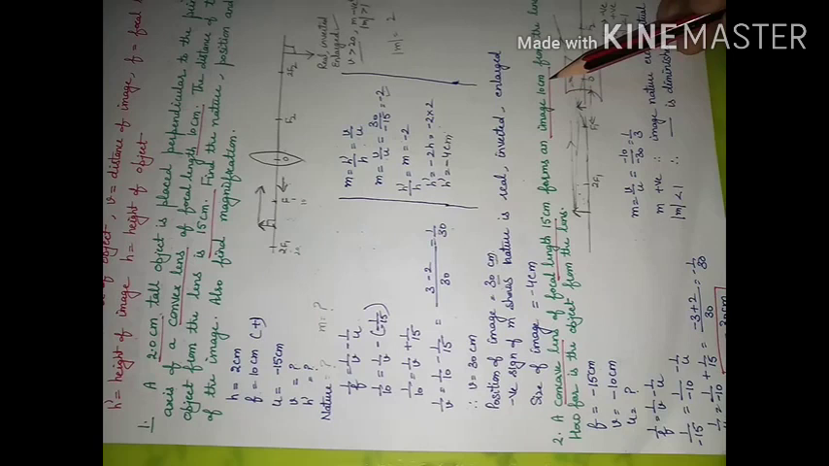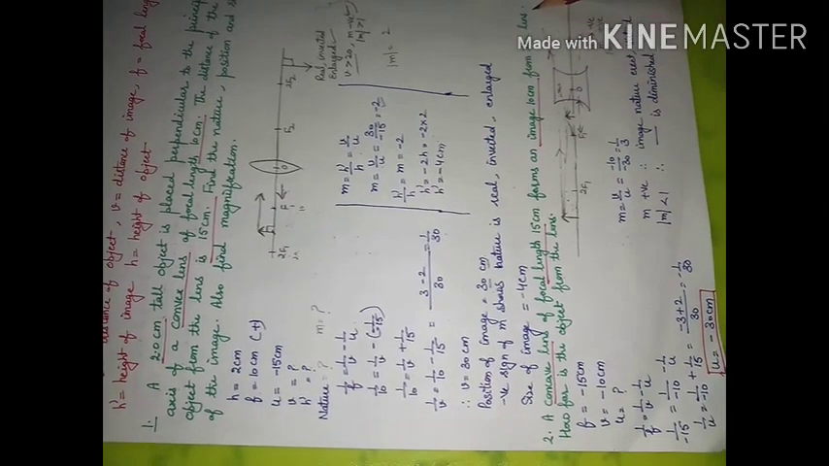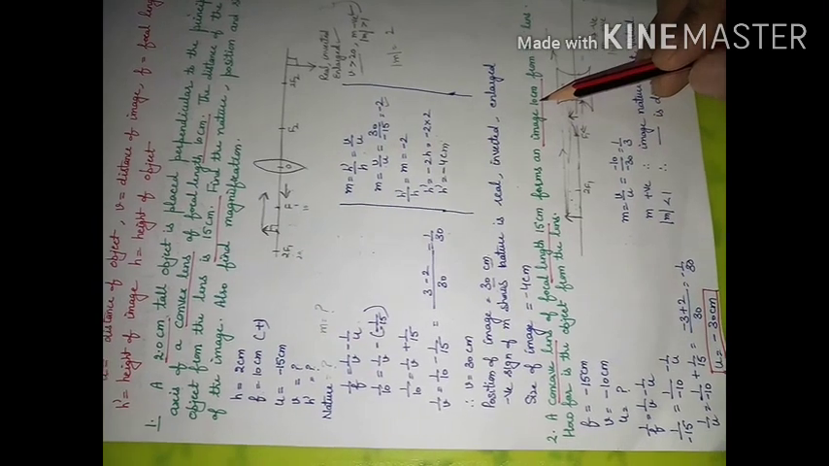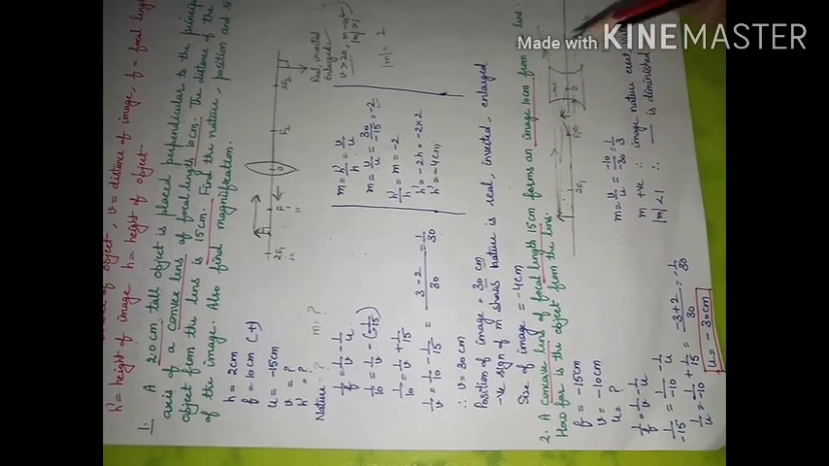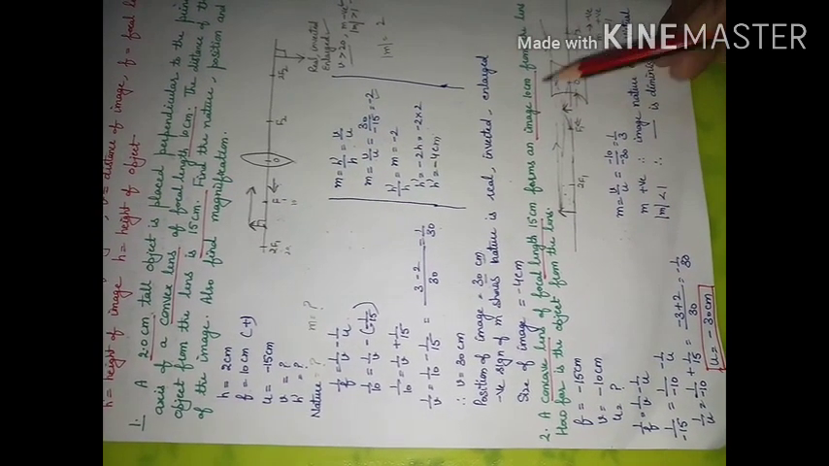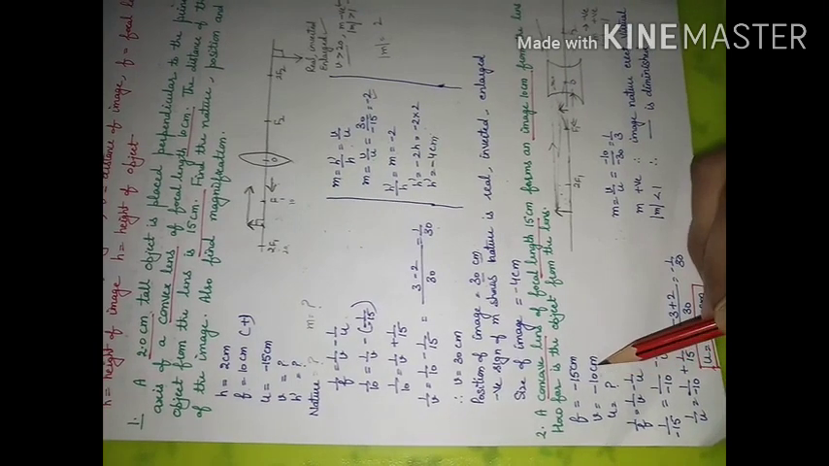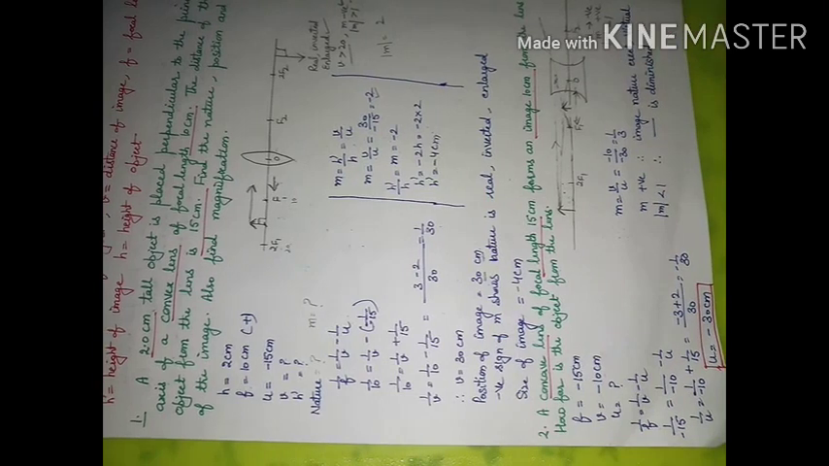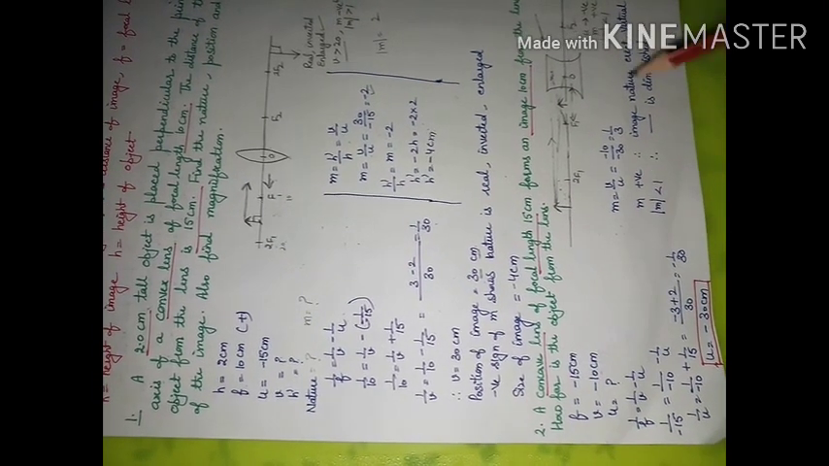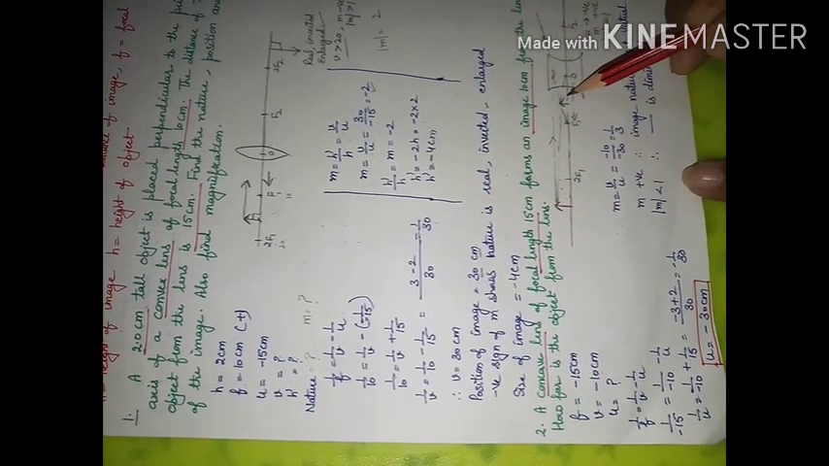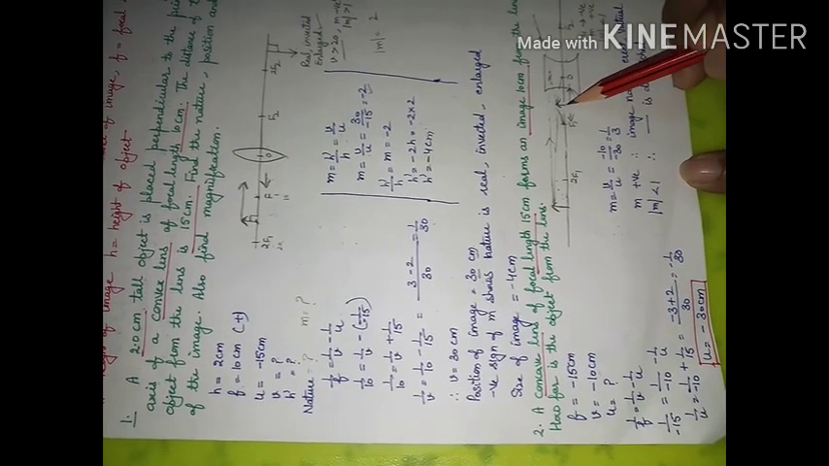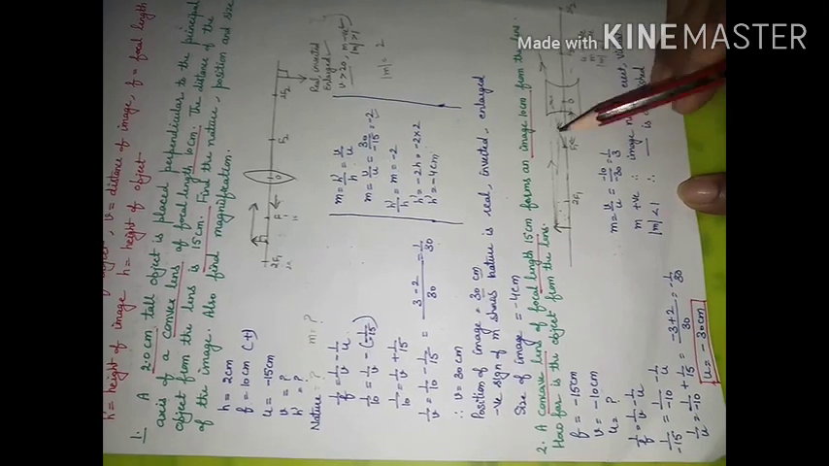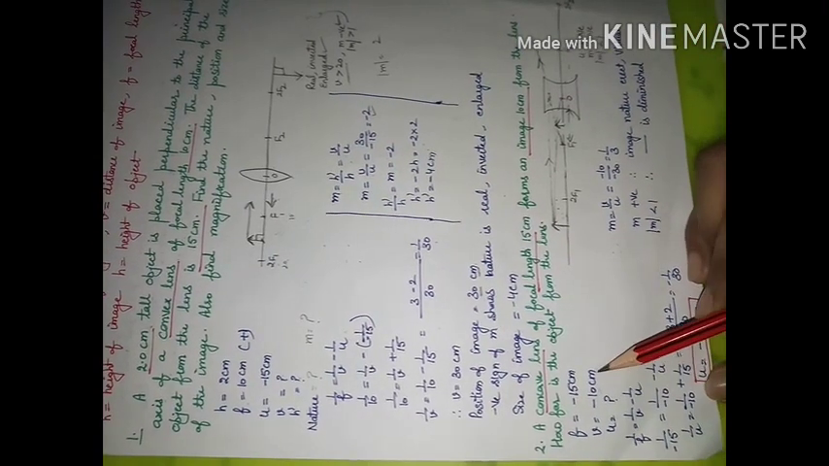It forms an image at 10 centimeter from the lens. So with image, which sign will you use? Positive sign or negative sign? In this case, with image distance, I will use negative sign because when we have done ray diagram, we have seen that image formed by concave lens is always virtual, erect, and it is formed on the same side where the object is kept. So v will come out to be minus 10 centimeter.